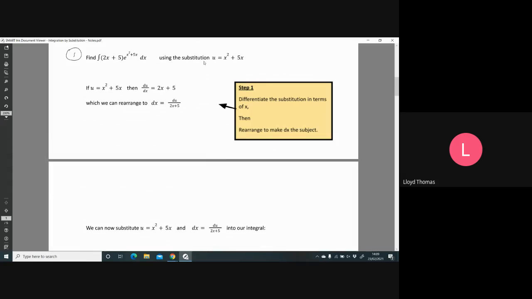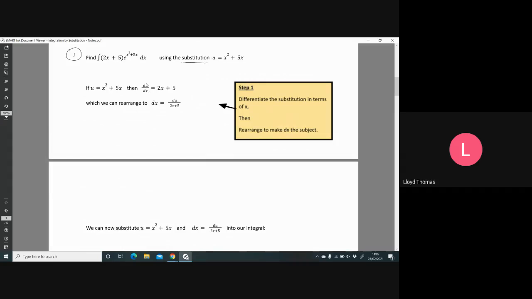But they tell us to use the substitution. So there's the method, integration by substitution. And they tell us exactly what they want us to substitute in, which is good news. This is one where they've told us that we want the substitution u equals x squared plus 5x, a bit in the power. So step one, we need to differentiate the substitution in terms of x, then rearrange to make dx the subject. Now, at this stage, it's not going to appear incredibly obvious why we do that. But when we substitute back into the integral, it will, I think, make a bit more sense. So they've told us to use the substitution u equals this. So I'm going to use that.